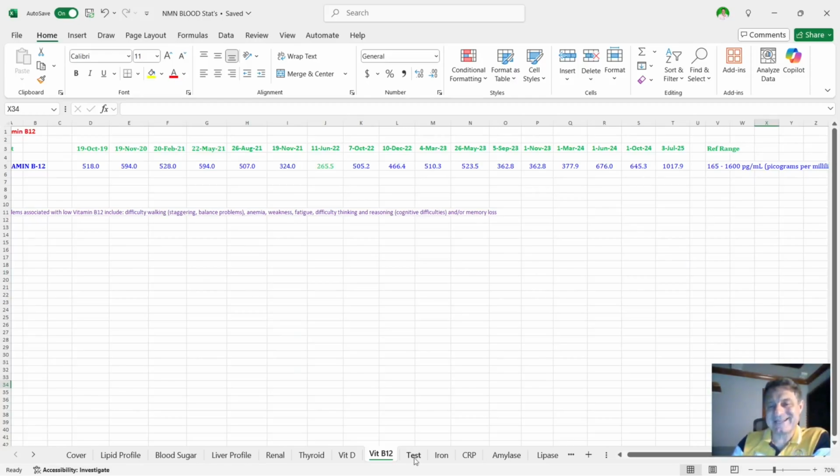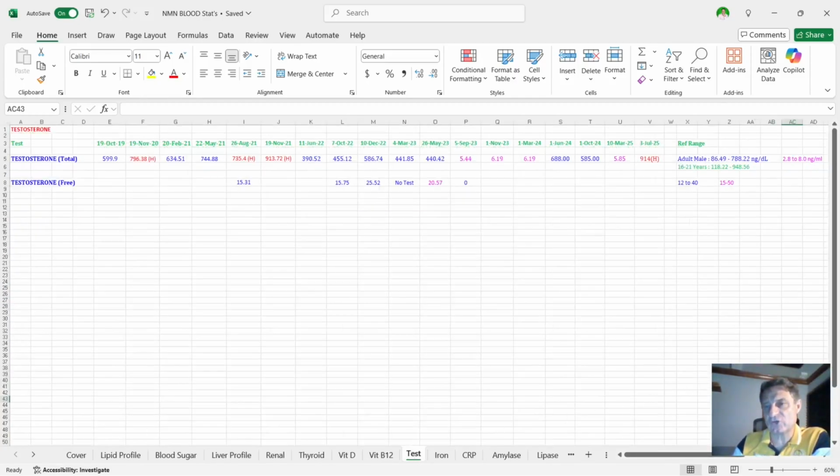Let's move on to my testosterone. You can see here it's shot up quite a lot from 585 all the way up to 914. And for an adult male, it should be somewhere between 86 and 788. So 914 is above the reference range, which isn't an issue, but I think the reference range is far too broad. An adult male, so someone between the age of 18 and 80, they've just got one bracket which says between 86 and 788 is okay.